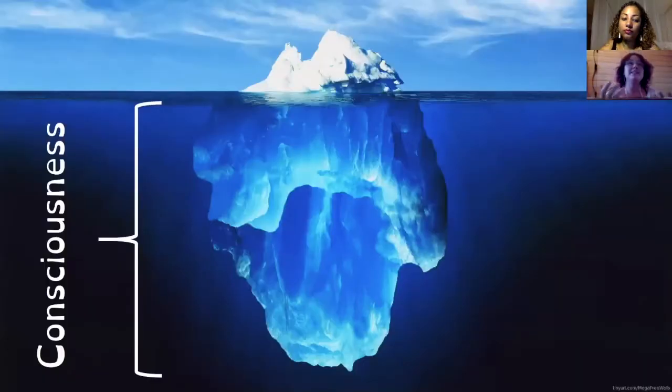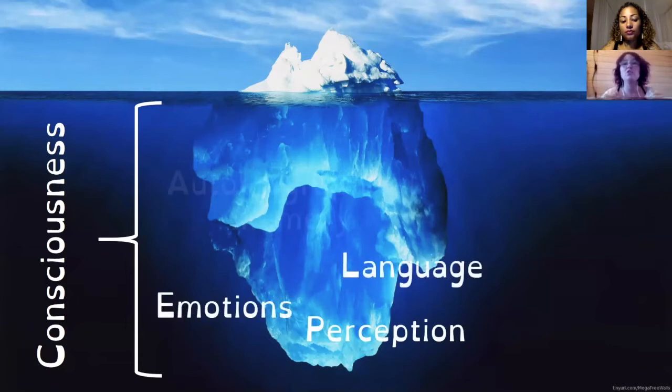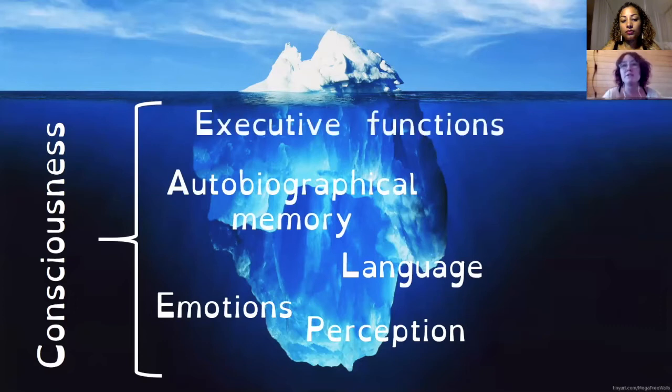So basically, just assume that consciousness is like an iceberg. There are a lot of processes happening, but we cannot see them. For example, you're conscious, you have perception, emotions, you use language, you have memories, and you have executive functions. So your whole experience is that.